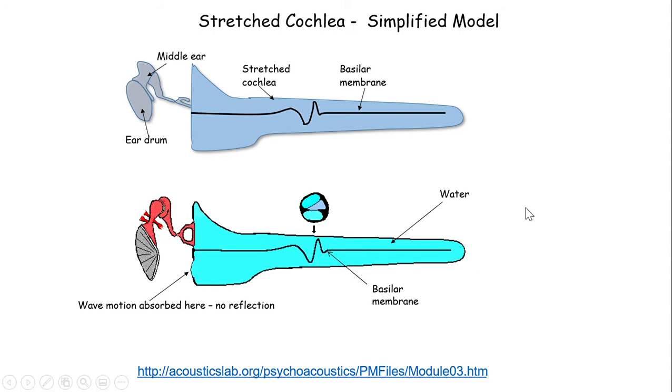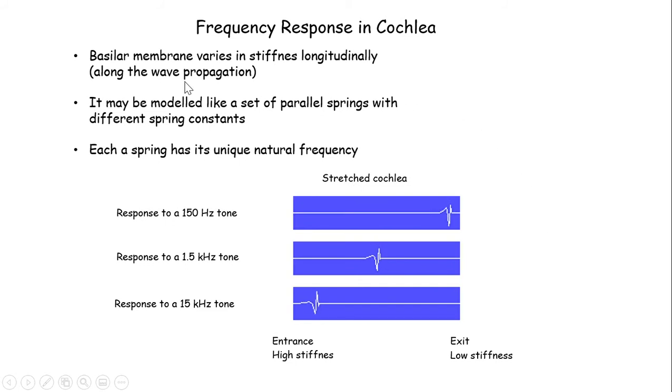And how does that work? Well, it works because the basilar membrane varies in stiffness along the cochlea, along the wave propagation. And it may be modeled like a set of parallel springs placed along the cochlea. And these parallel springs have different spring constants.